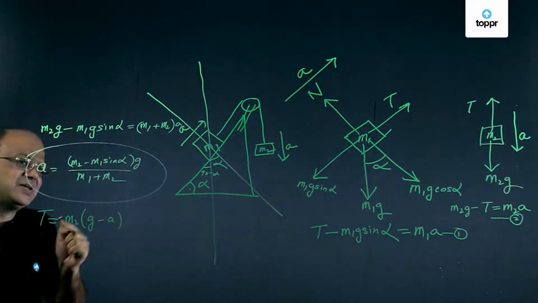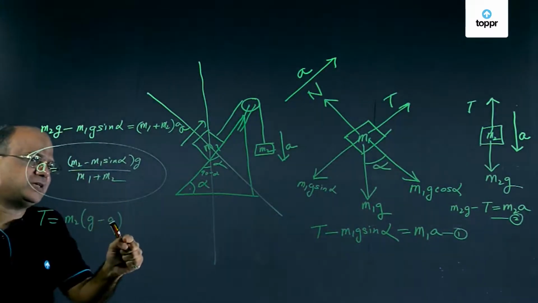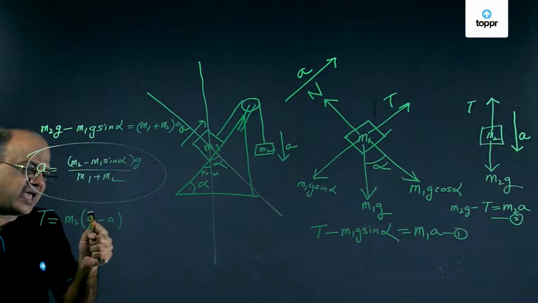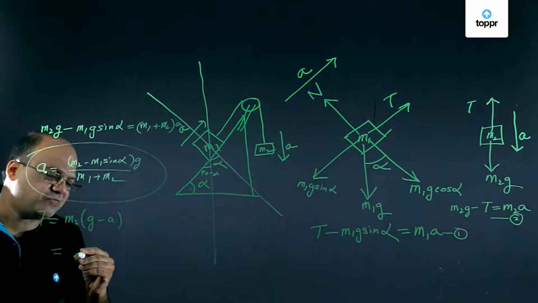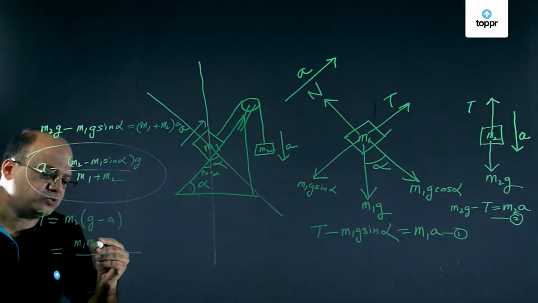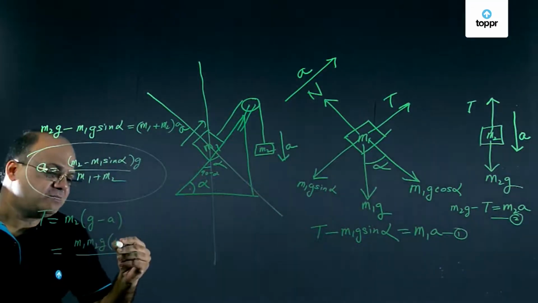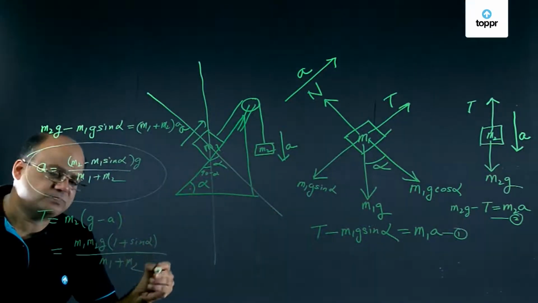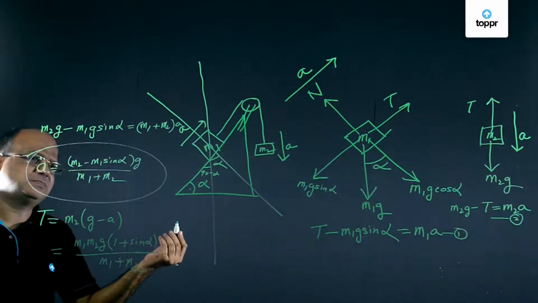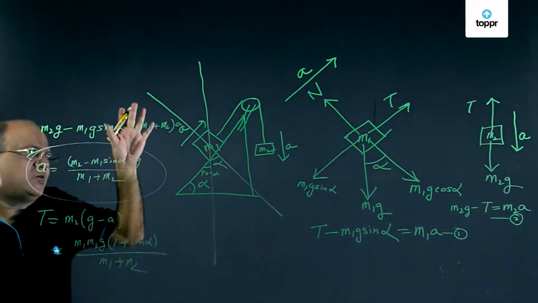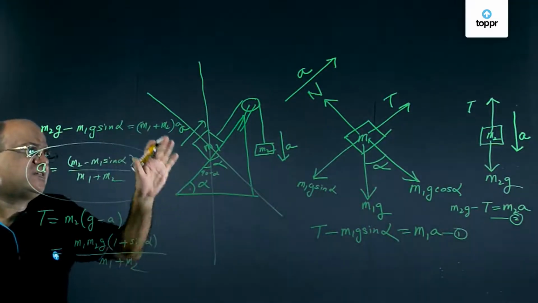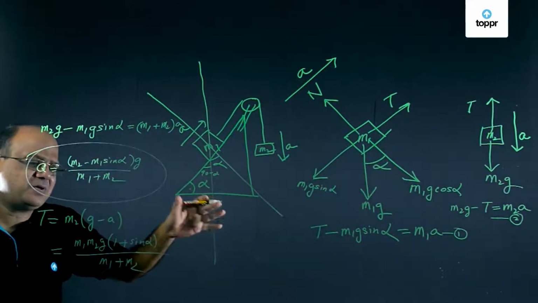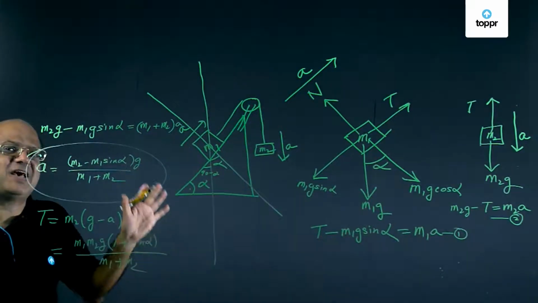We'll see that we'll get m1g plus m2g. Okay, we're subtracting this. So m2g will cancel out. m1 will still be left. You do a little bit of algebra, you'll get m1 m2 g (1 plus sine alpha) by (m1 plus m2). We found tension. This is how we apply Newton's laws to this problem. We applied Newton's second law, drew the free body diagram and got the answer. It is as simple as that.